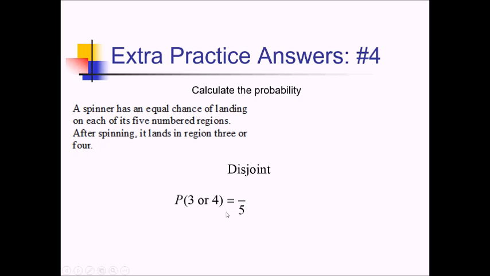And the probability of getting region 3 by itself, since it's just one of the 5, that's 1 over 5. Probability of getting 4 is also 1 over 5, which we can add to the first 1/5, and then those just add up to 2/5.